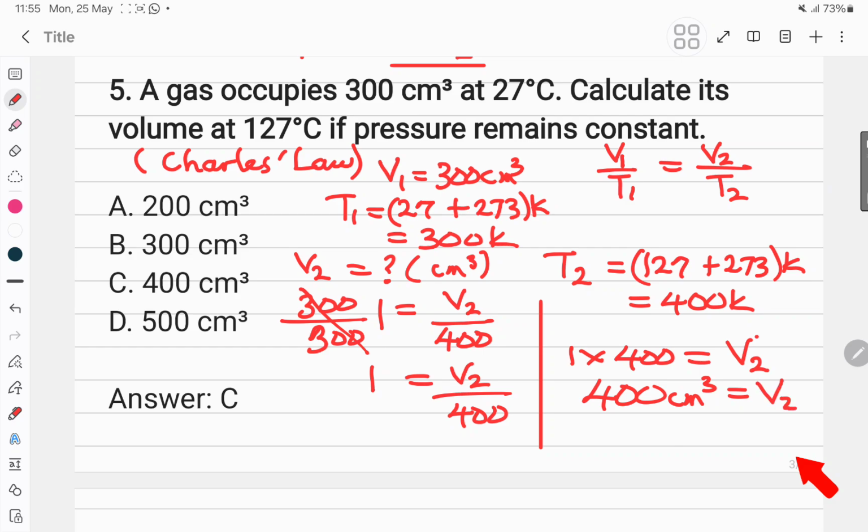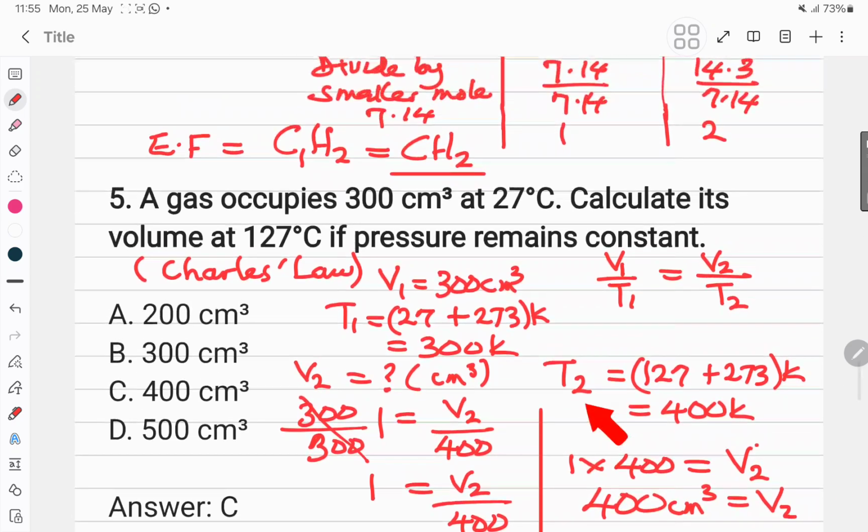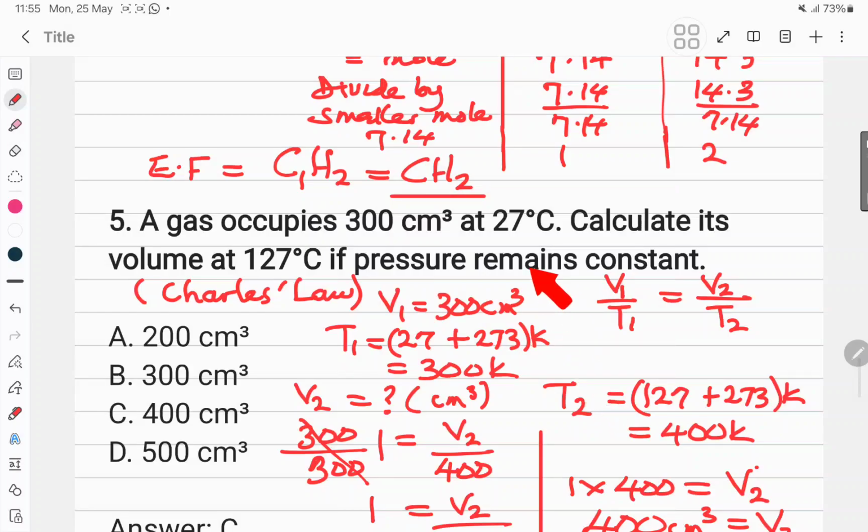That is the volume that the gas will occupy when the temperature is increased from 27 degrees Celsius to 127 degrees Celsius. Don't forget, Charles law established that the volume will be directly proportional to the absolute temperature. That means if the temperature is increased, the volume of the gas will also increase proportionally, and vice versa.